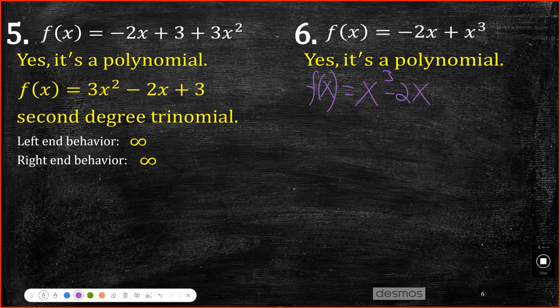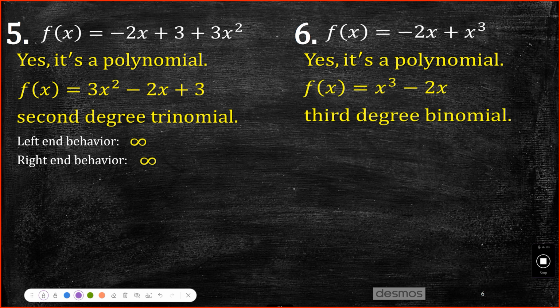Let's give it a name. What is its name? Third degree binomial.